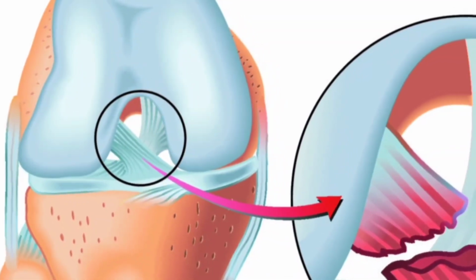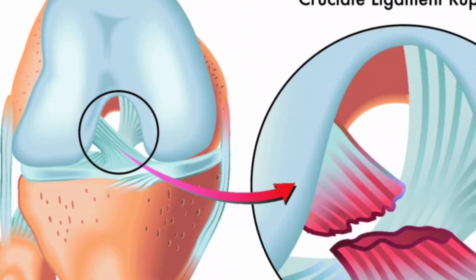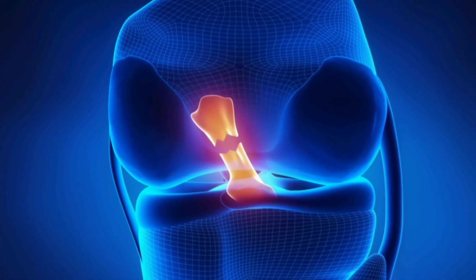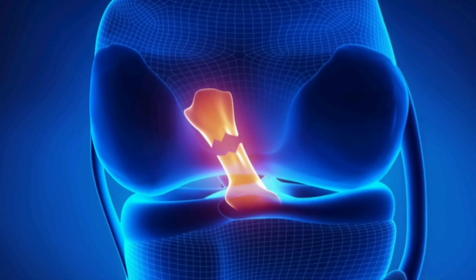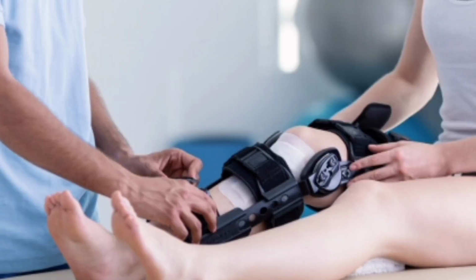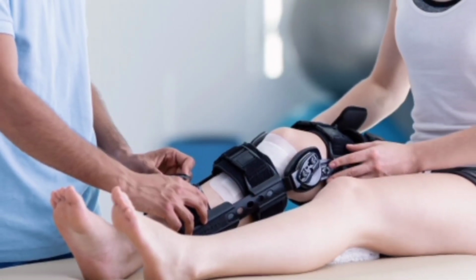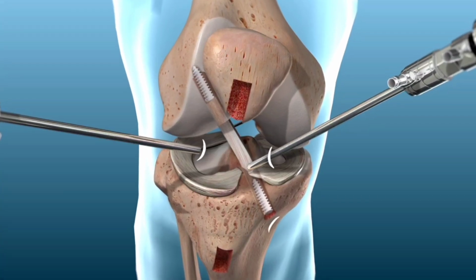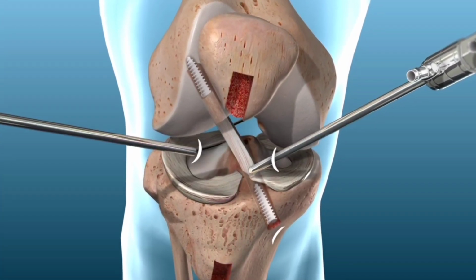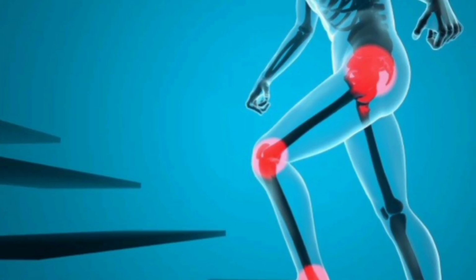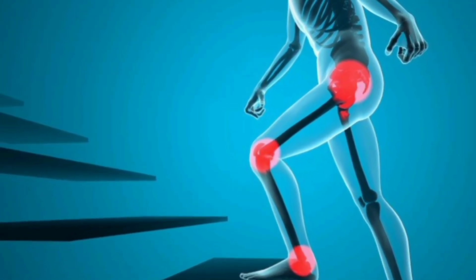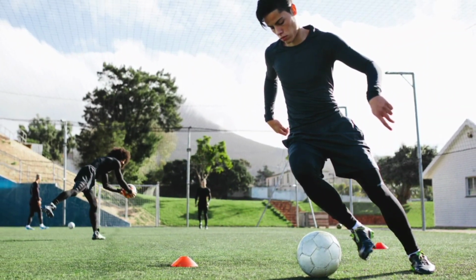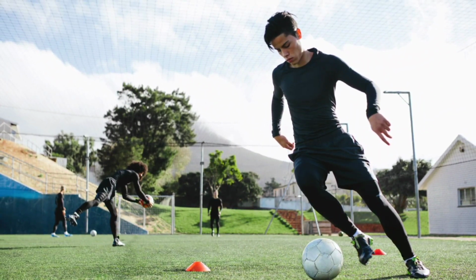Now, here's something interesting. Contrary to older beliefs, we now know that some ACL tears, particularly partial tears or proximal tears, may heal on their own under the right conditions. Imaging research has shown that with bracing and a structured rehab, certain cases don't always require surgery. However, healing depends on the location and severity of the tear, the patient's activity level, and commitment to rehab. For high-demand athletes or those with complete tears and instability, surgical reconstruction is still often recommended.